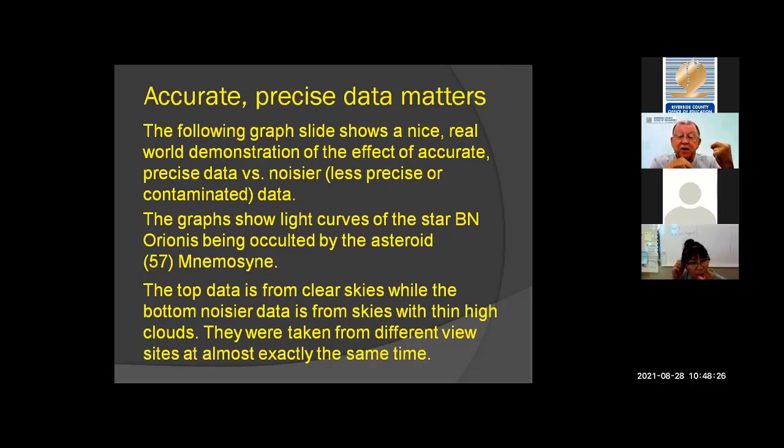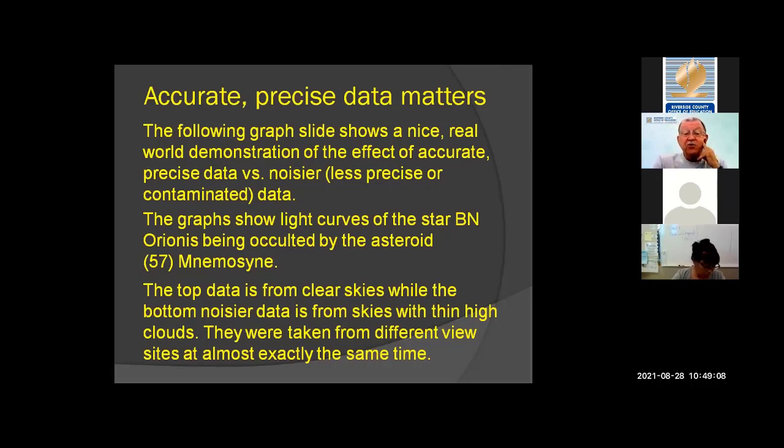You have a star, in this case BN Orionis, and you have an asteroid, in this case 57 Mnemosyne, that passes in front of the light, just like the moon passes in front of the sun. When the moon passes in front of the sun with a total eclipse, then most of the light goes out. The same thing happens here. The star is so far away it's essentially a point source, so you can get timing of when the asteroid moves in front of the star very, very accurately. The whole passage usually takes 2, 3, 4, 5 seconds, so it has to be pretty accurate. You're measuring things down in the milliseconds.